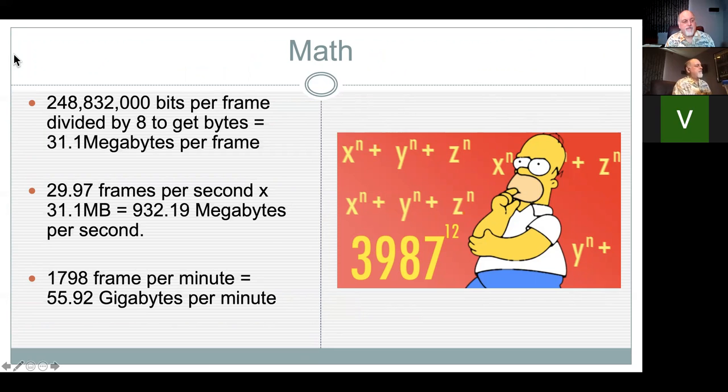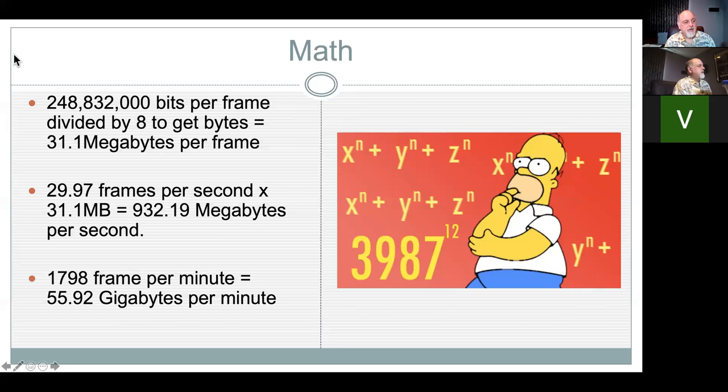So every frame of uncompressed 4K is going to be 31 megabytes, every frame. There are 29.97 frames per second in our example. Remember, changing the frame rate changes the magnitude. If you double the frame rate to 60 frames per second, you're doubling your storage, and you're doubling your bandwidth as well. So it's not just doubling your storage, it's doubling that 248 million number now. Okay, so you've got to watch your bandwidth. So 29.97 frames per second times 31 megabytes is 932.19 megabytes per second.